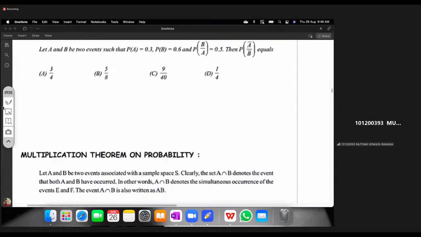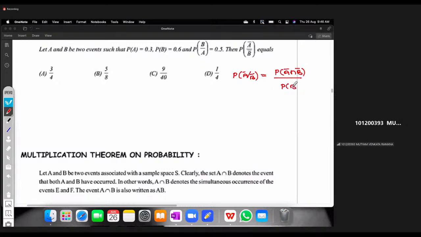Yeah, I was explaining something. What was that? Probability of A bar given B bar is equal to probability of A bar intersection B bar by probability of B bar. It is equal to 1 minus probability of A union B by 1 minus probability of B. Here probability of B given A is equal to probability of A intersection B by probability of A is given. So you find out this and recalculate back. Okay, please.